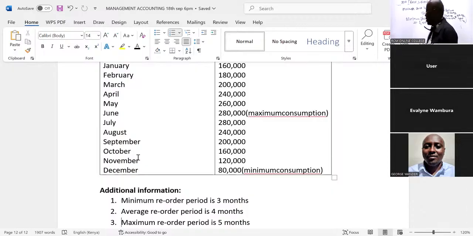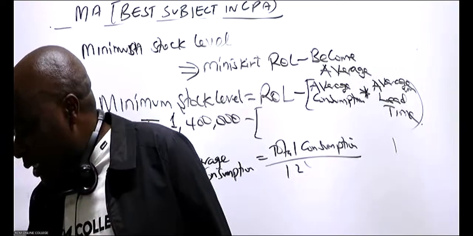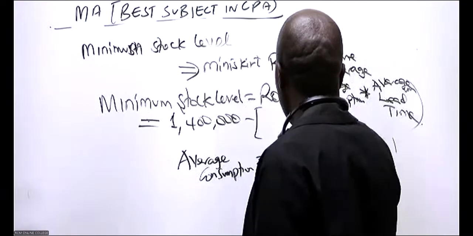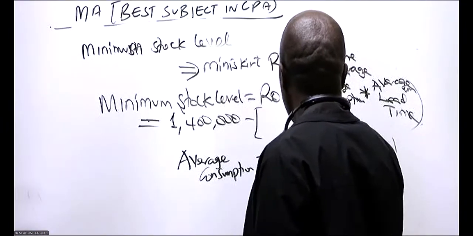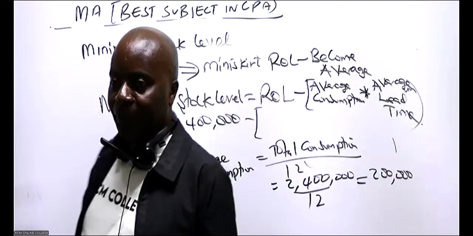So I want to get average consumption. I will take total consumption and to get an average, I divide this by 12. I have very aggressive students online as well. They're telling me that this is supposed to be 2.4 million. I divide this by 12, and they have even gone ahead to give me 200,000. Are you able to get that 200,000? Thank you so much.